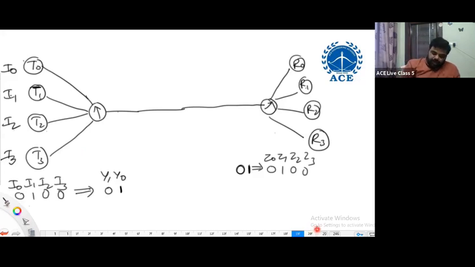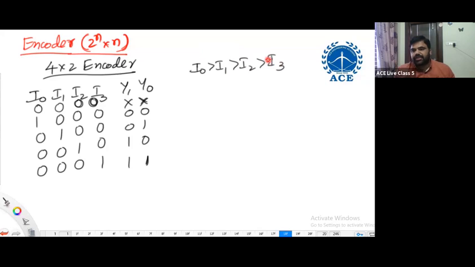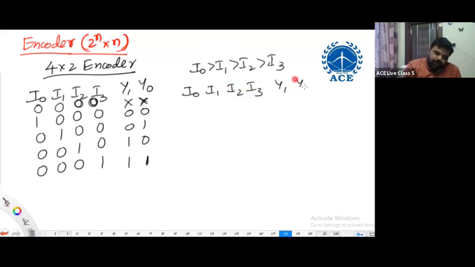If a predefined priority is there, then we can decide. That means if I consider a priority like this, I0 greater than I1 greater than I2 greater than I3. Priority is not fixed; for this priority I'm writing. You can write your own priority, not a problem. Then how will it be? I0, I1, I2, I3 and Y1, Y0.